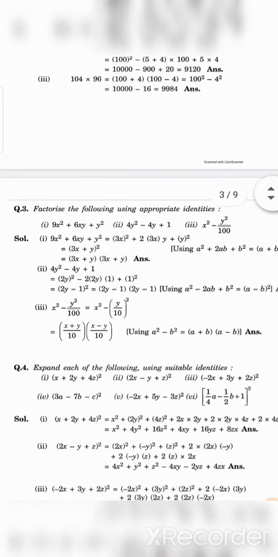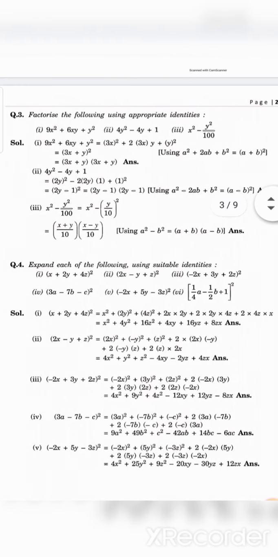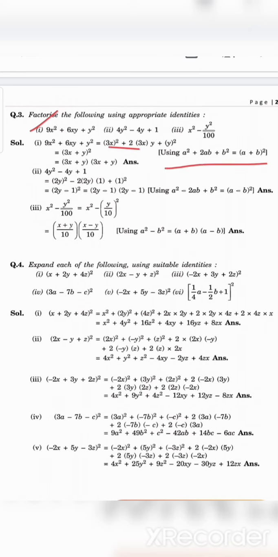Next question, number 3: factorize the following using an appropriate identity. We have to use an appropriate identity to factorize the polynomial. Here question number 1 is 9x square plus 6xy plus y square. Here the polynomial has 3 terms and is a perfect square quadratic polynomial in 2 variables. So first we write it in whole square terms by using our identity number 1 RHS, a square plus 2ab plus b square.